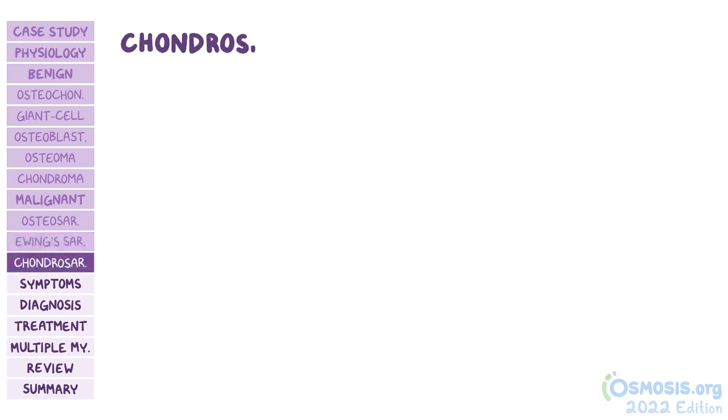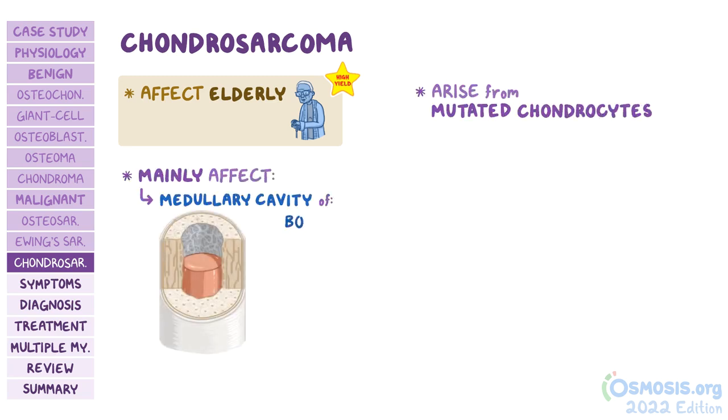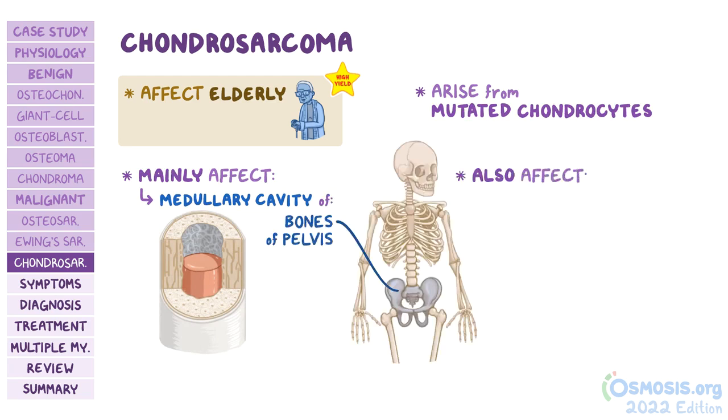There's also chondrosarcoma, which tends to affect the elderly. Chondrosarcoma arises from mutated chondrocytes, and mainly affects the medullary cavity of the bones of the pelvis, but can also affect long bones, like the humerus and proximal femur.